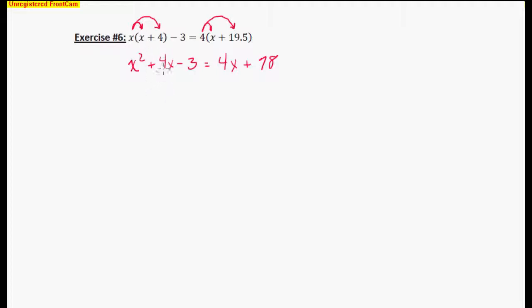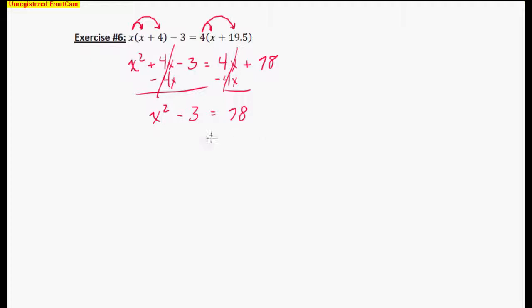So now I've distributed my 4 and I've distributed my x, and now we want to get our x's together, right? So this 4x is on the left-hand side of the equation, and this 4x is on the right-hand side. So I'm going to try to get those together. I'm going to subtract 4x here and subtract 4x here. And oh, look, they go away. So that's good. That makes the problem easier here. So what am I left with over here? X squared minus 3 equals 78.